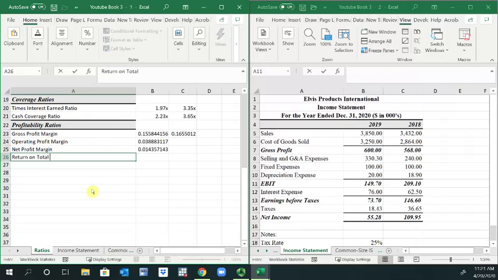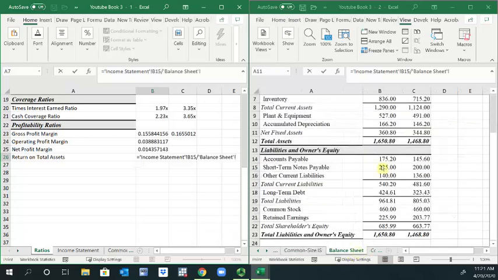Next is return on total assets. Sometimes it's also called ROA. So this is going to be equal to net income divided by, going to the balance sheet, total assets.